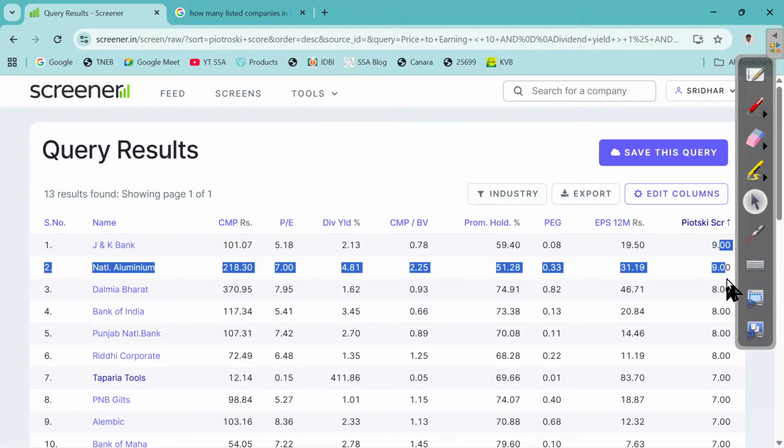9 factors are going to be taken. If all the 9 factors are favorable, give 1 mark each. Then after that, if you sum, you will get the 9. If some factors are not suitable, make it 0. So automatically you get less than 9. Okay. So Piotroski.